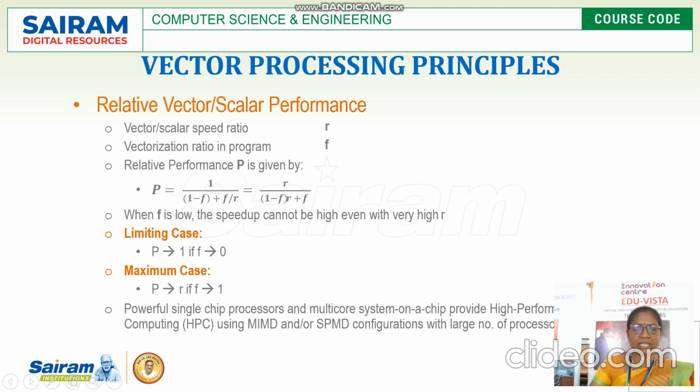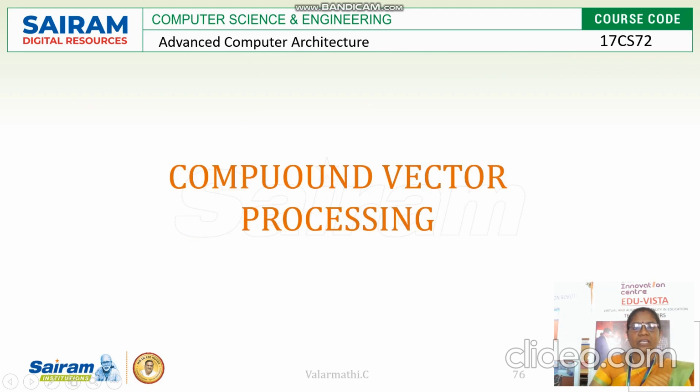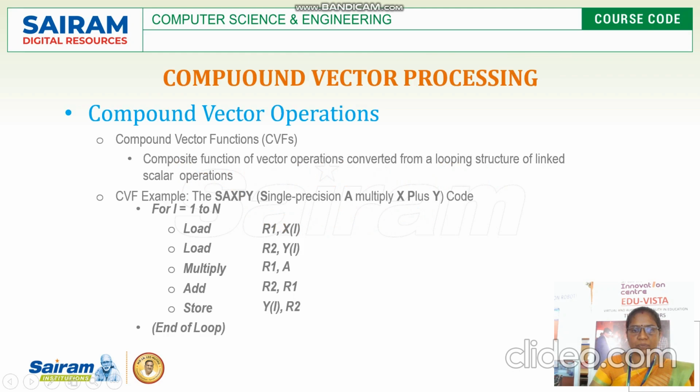And what is the limiting case? The minimum case is if P is equal to 1, then F also turns to 0. And the maximum case is if P is equal to R, at that time F will turn into 1. The next topic is compound vector processing.